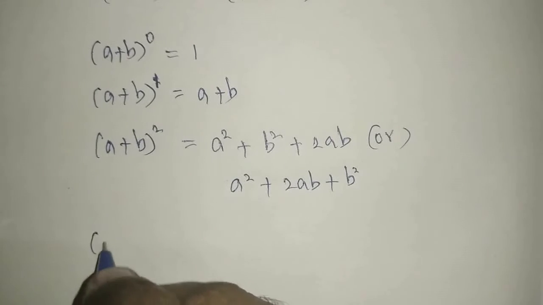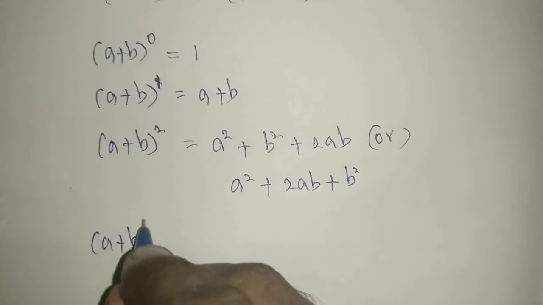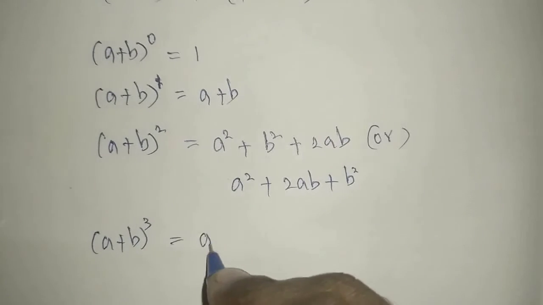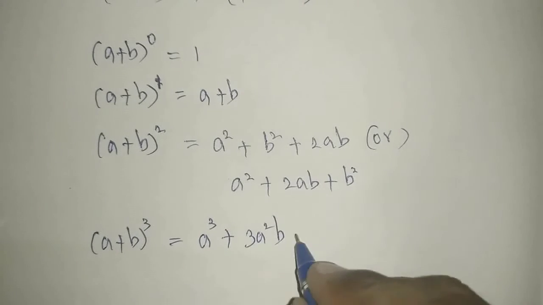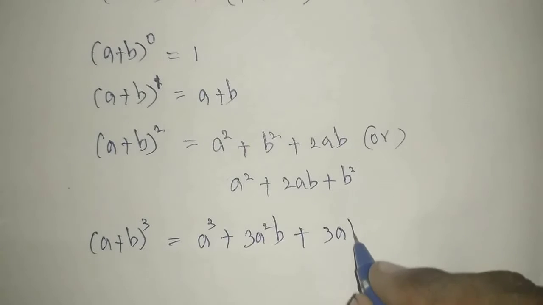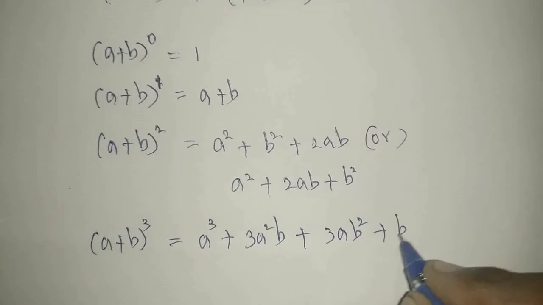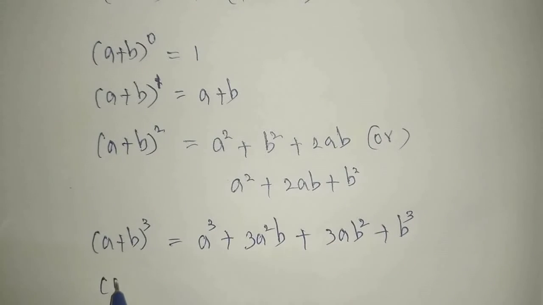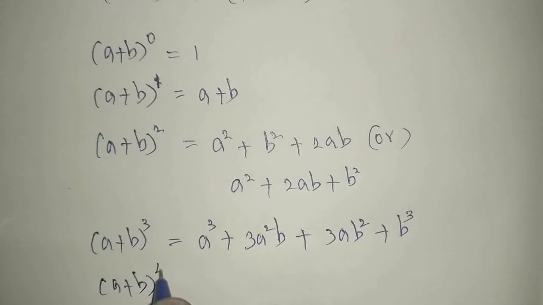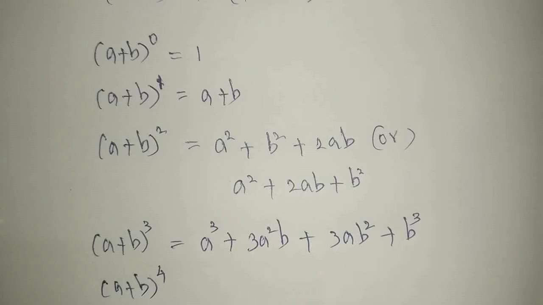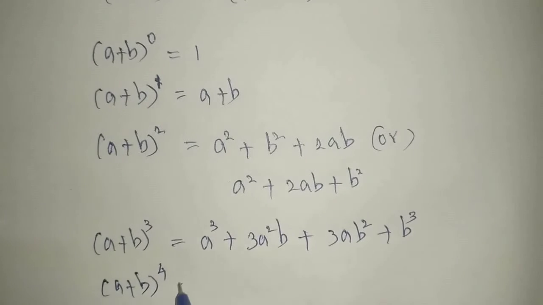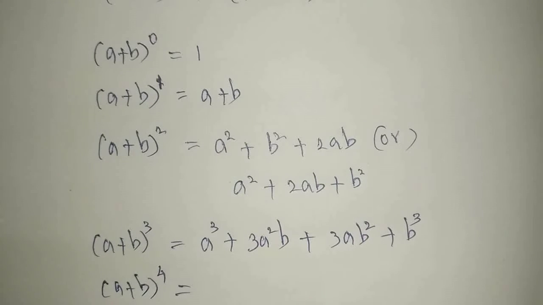And next the cube: a plus b whole cube, we know very well, is a cube plus 3a square b plus 3ab square plus b cube. Next, a plus b whole power 4. Up to cube only we saw in the previous section. Now how will you write the formula? Power 4, power 5, power 10, these things only we will see in the binomial.